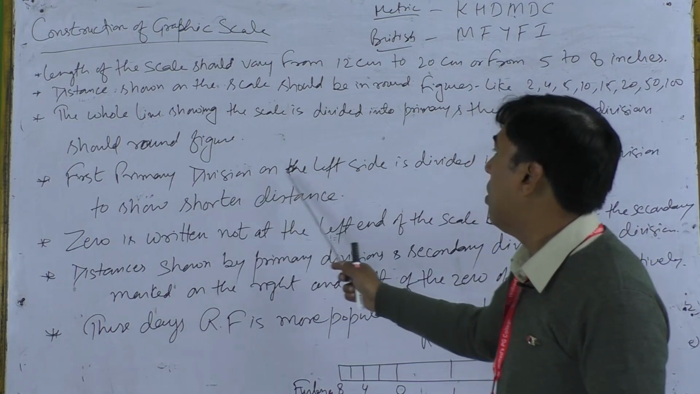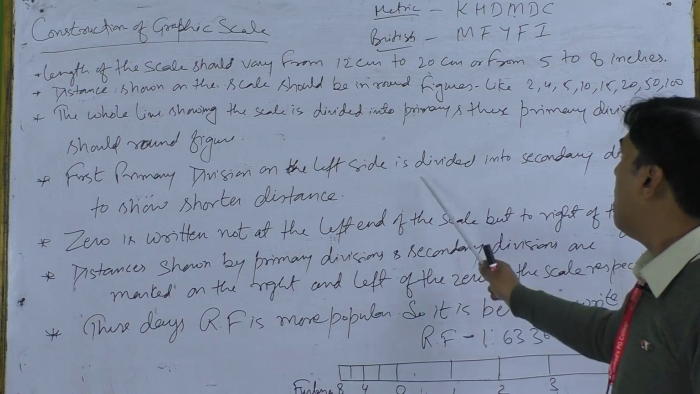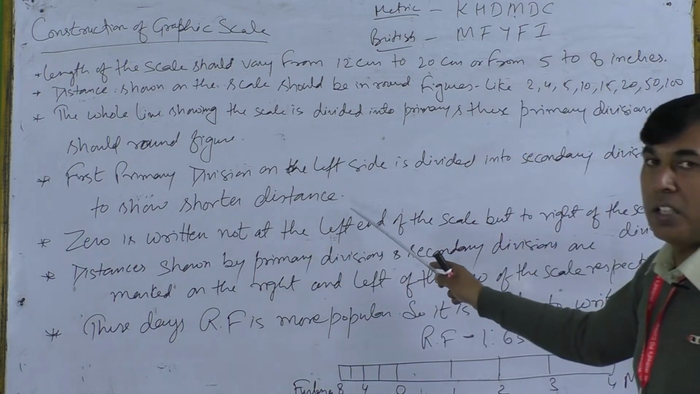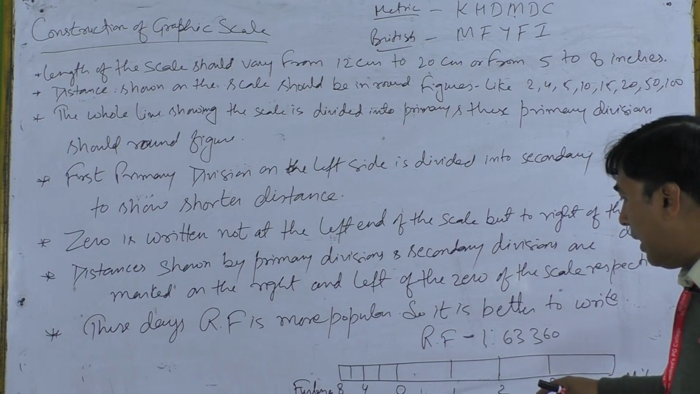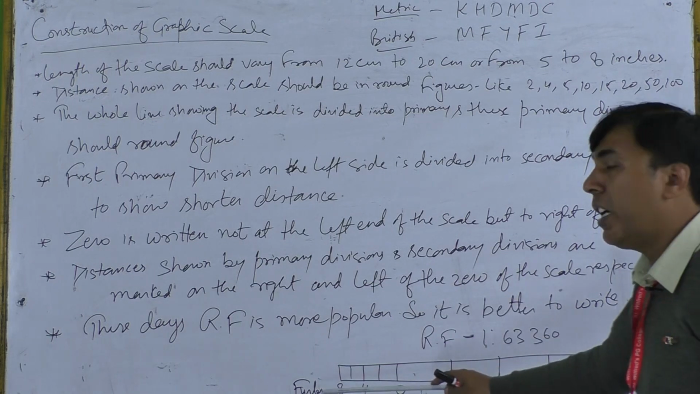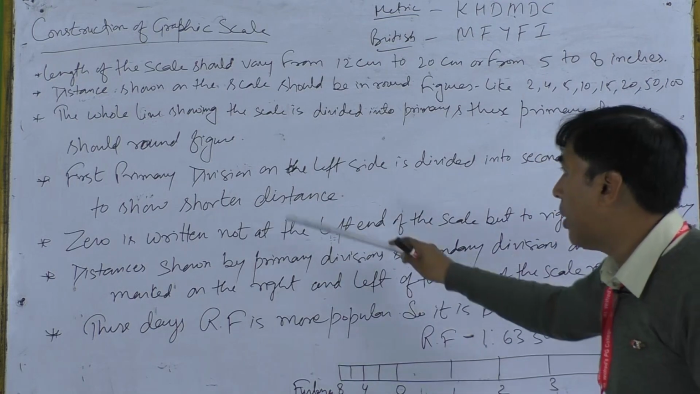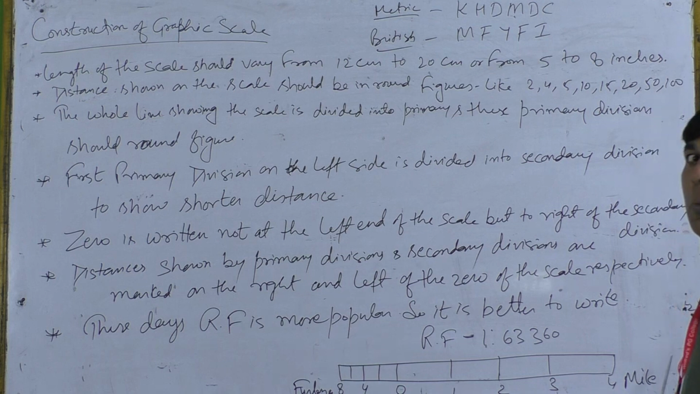First primary division on the left side, this one, is divided into secondary divisions to show shorter distance. So whatever I said earlier, 1 mile shows 8 furlong, it means shorter distance. So furlong is a shorter unit as compared to mile.